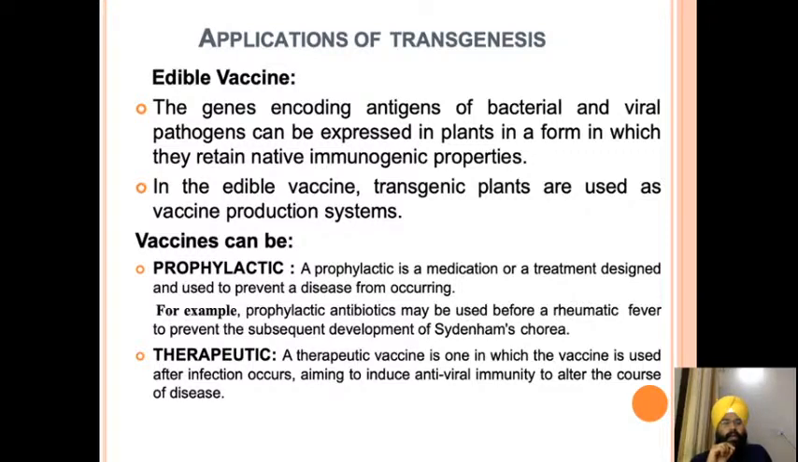Vaccines could be prophylactic and therapeutic. Prophylactic ones are designed to prevent the disease from occurring. For example, for rheumatic fever, to prevent the subsequent development of Sydenham chorea. Whereas a therapeutic one is used once the disease has happened, to induce antiviral immunity, to alter the course of disease, to remove that virus out of our body.